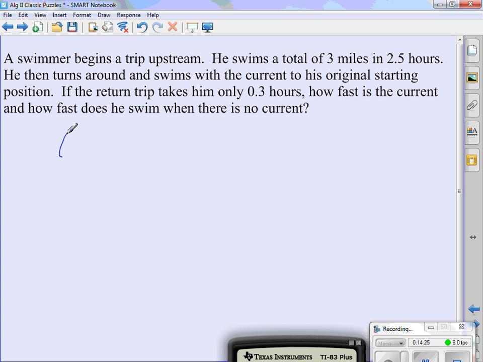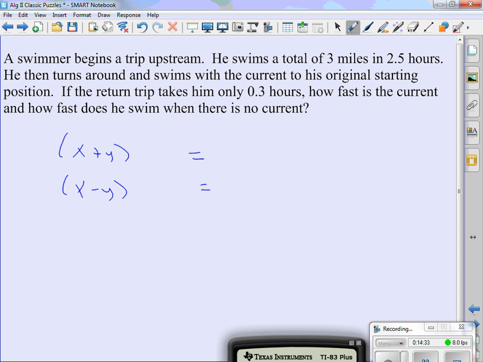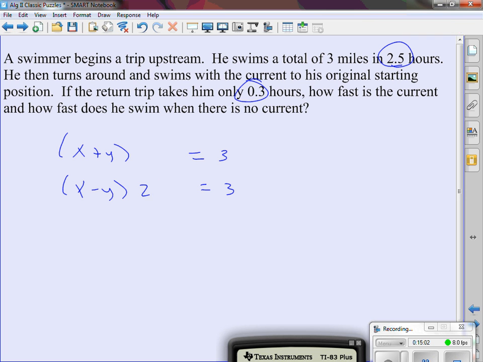They're all going to be x plus y times something equals something, x minus y times something equals something. What's the distance in this problem? 3 miles. It has to be the same both ways. Now I need to worry about my times. I have 0.3 hours and I have 2.5 hours. Where does the 2.5 go? 2.5 is the longer time, right? The longer time goes with the subtraction because it's slowing you down. The other one is going to be 0.3. I'm going to divide and solve. What I want you to do for homework, finish this problem.